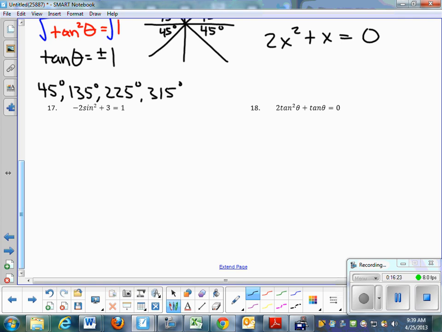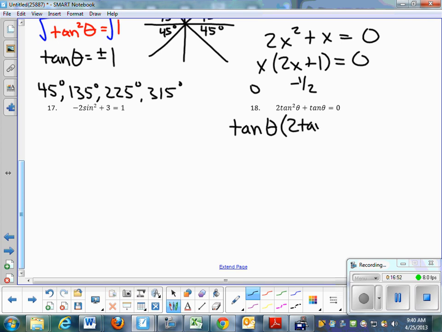Exactly. If you were going to solve this equation, you would factor out an x, and you would get 2x plus 1 is equal to 0. So you would get x is 0, and you would get negative 1/2. So we're going to do the same process here. What can we factor out? Because it's equal to 0, we will use the zero product property and start factoring. So let's take out a tangent. So I have the tangent of theta times 2 tangent of theta plus 1.